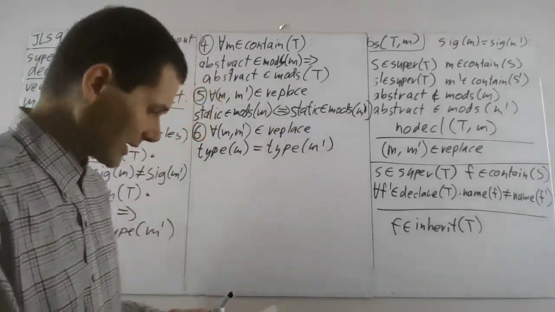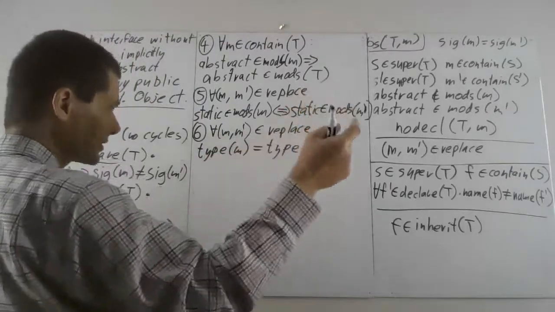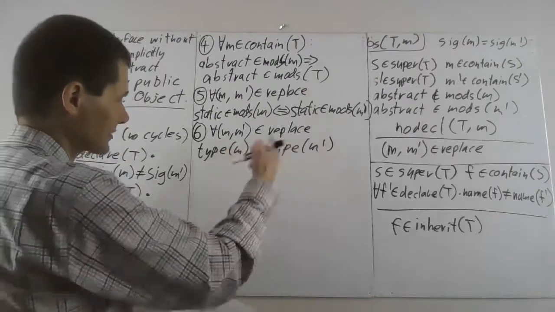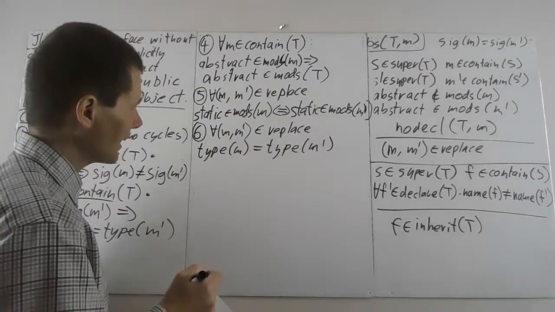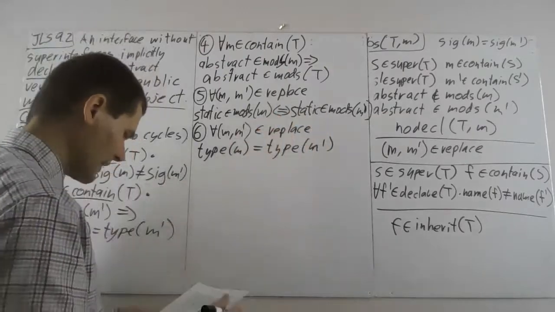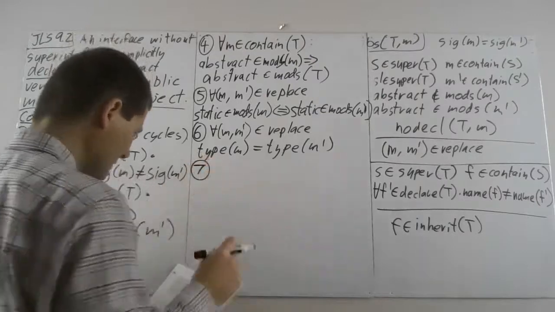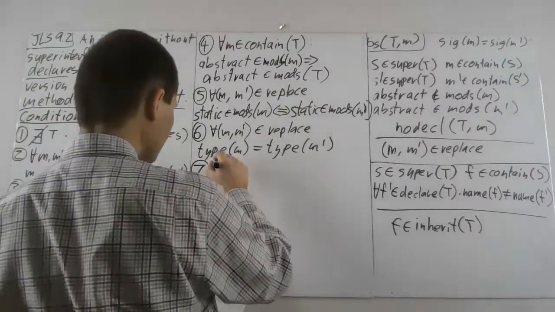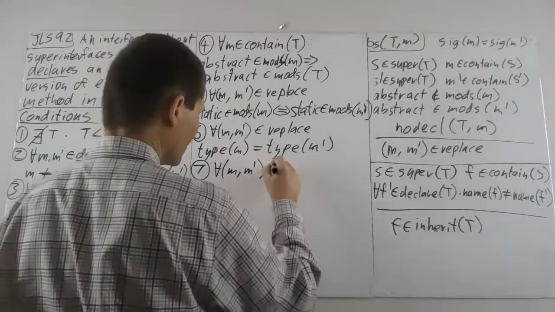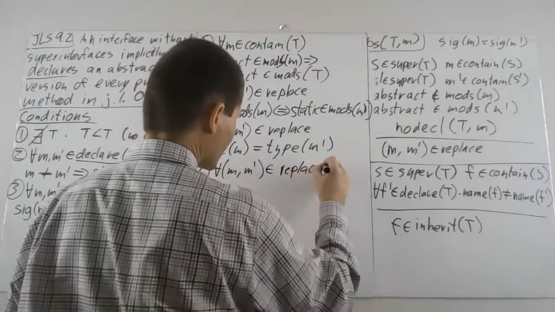Okay, so again, this should be simple to check. You just run through your set, you look at the return types and check that they're equal. Of course, the hard part, again, was creating that set. Okay, so stop me if there are questions, but next rule, again, if I have M overriding M prime.